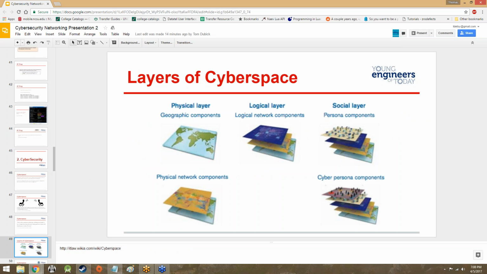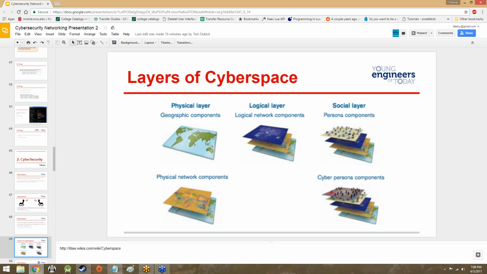And then we talked about the layers of cyberspace. Well, there's the physical layer, the logical layer, and the social layer, which have some sub-layers or components. You've got the physical layer, which is the geographic components, literally the globe, and the physical network components, which are the servers and wires and links and all the kinds of stuff that make up the storage and transmission of the internet that exist on the globe in specific places because they need to exist there because of the globe, like landing stations and server farms and things like that.